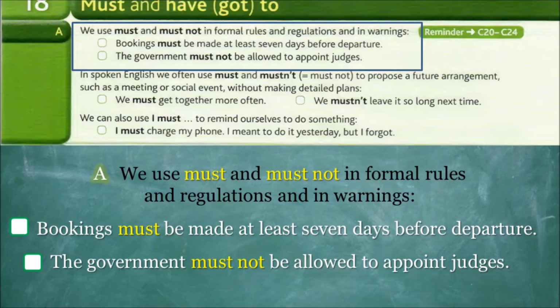A. We use must and must not in formal rules and regulations and in warnings. Bookings must be made at least 7 days before departure. The government must not be allowed to appoint judges.